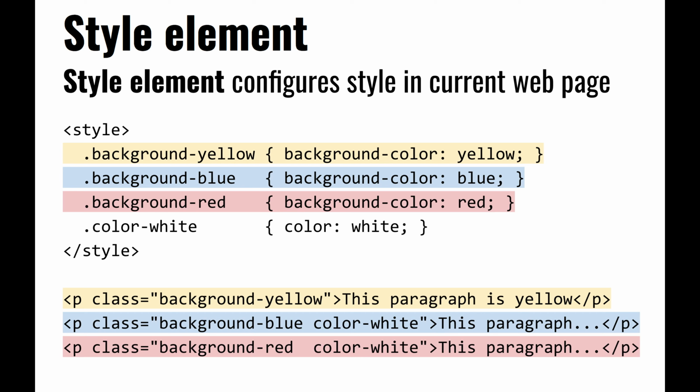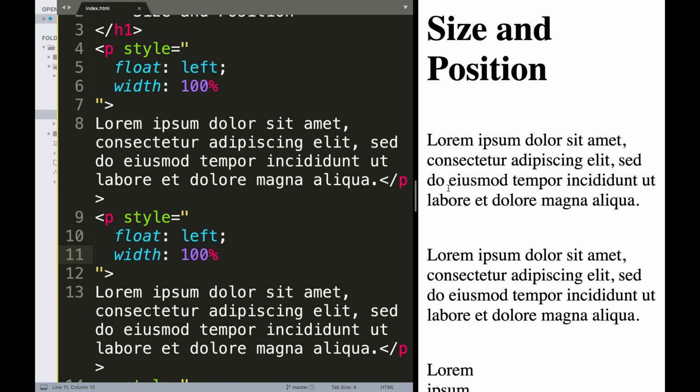Dot means all the elements that have the following class, this class, background dash yellow, this is what I want to do. I want to transform their background color and conform it to be yellow. Yes? Okay. And everybody who's using background blue, I'm changing it to blue. And everybody who's using background red, I want to change it to red. So let's just demo that really quick.